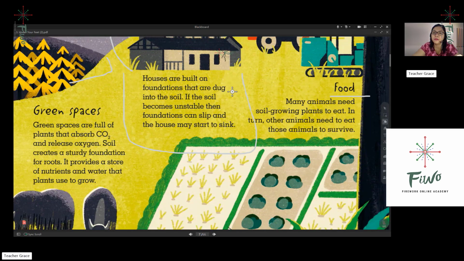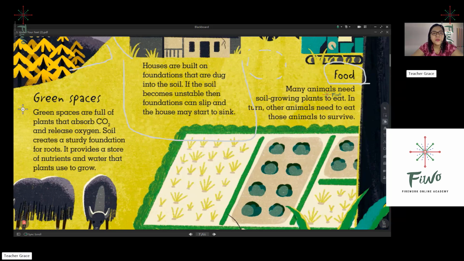Oh, we also have food. Yeah, food. So here, many animals need soil growing plants to eat. In turn, other animals need to eat those animals to survive. So it's kind of a chain, right? Okay, and then next we have green spaces.